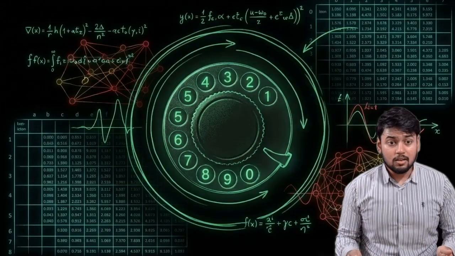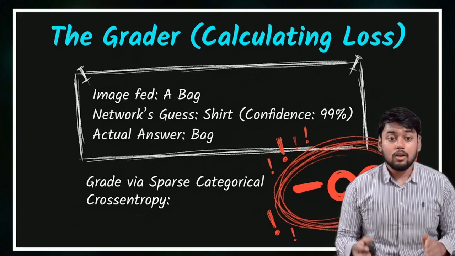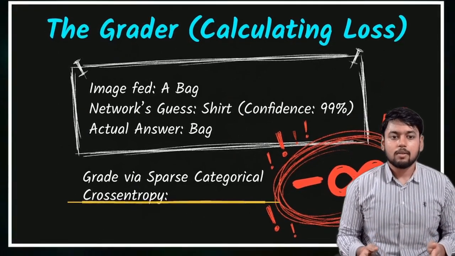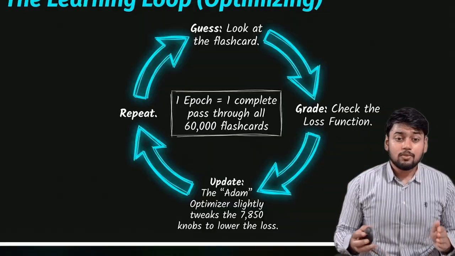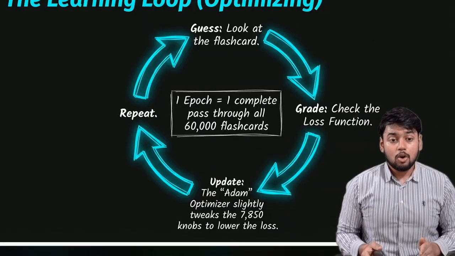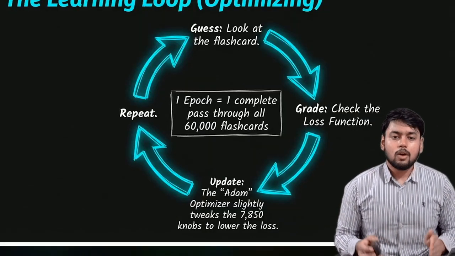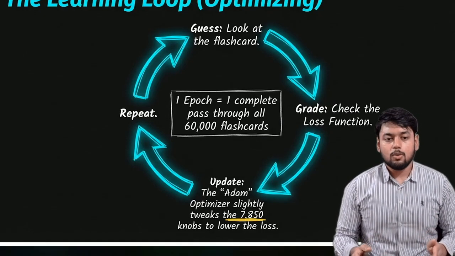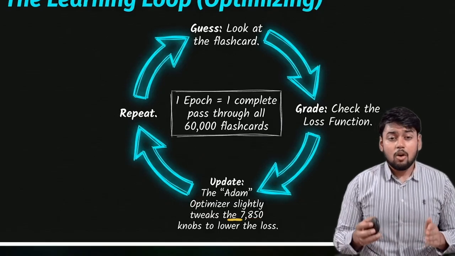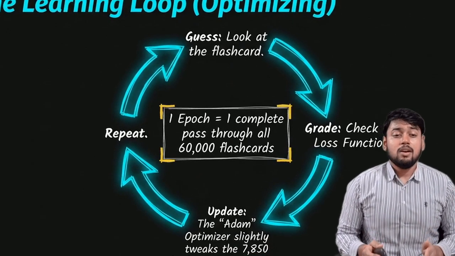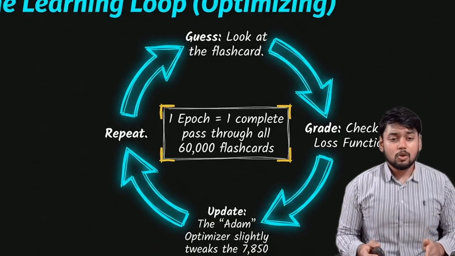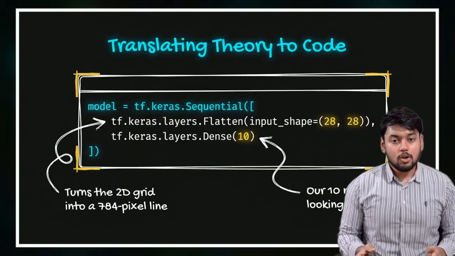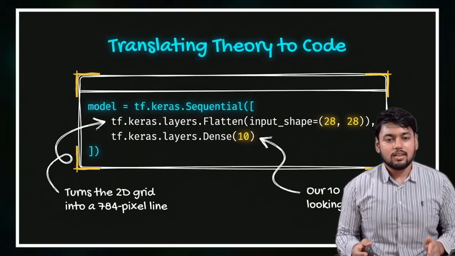So, how does it learn? We use a grader called a loss function. If the network confidently guesses shirt for a bag, the grader issues a massive error penalty for being confidently wrong. The network then goes through epochs, repetitive training sessions where it reviews the data over and over. After each epoch, an optimizer like Adam makes microscopic adjustments to the internal knobs, the weights and the biases, to ensure that the penalty is slightly lower the next time.